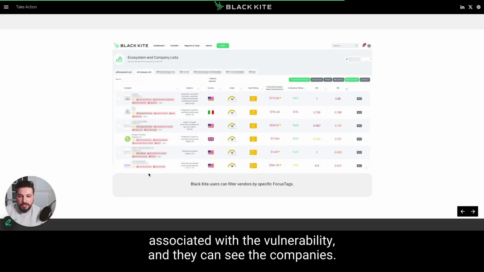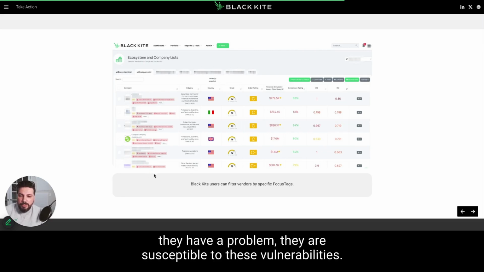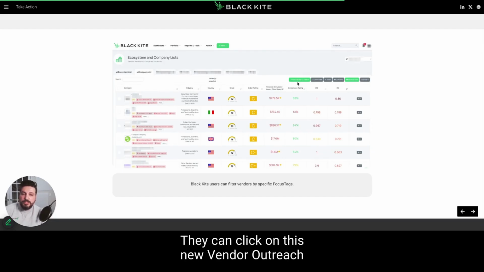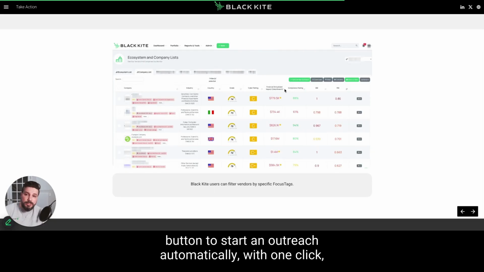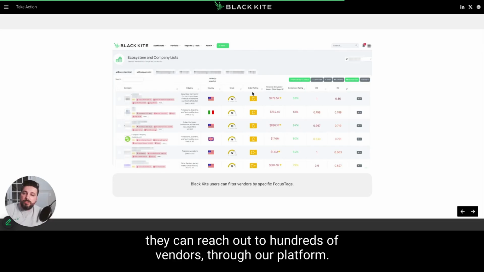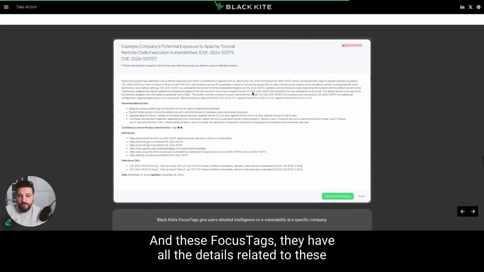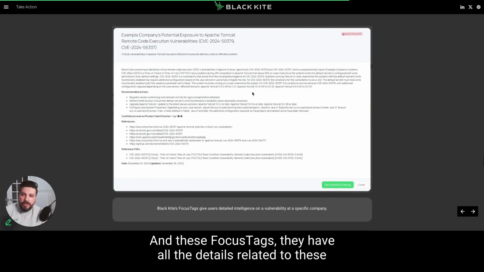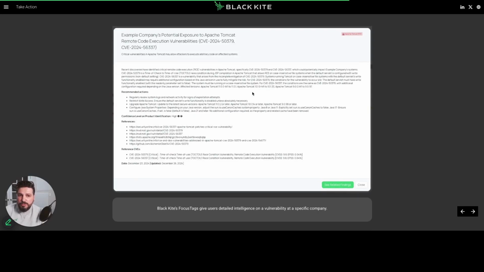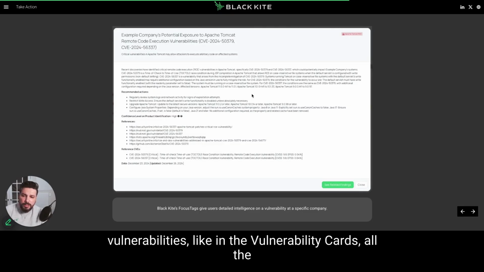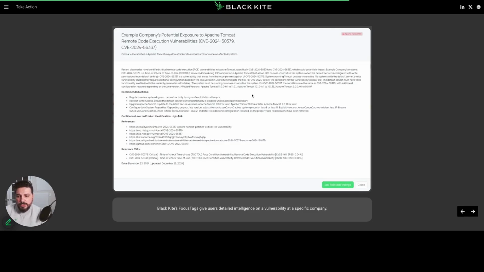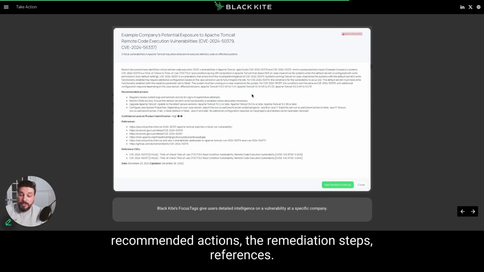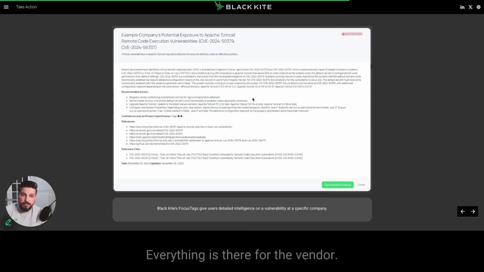They can see the companies that have a problem, that are susceptible to these vulnerabilities. They can click on this new vendor outreach button to start an outreach automatically. With one click, they can reach out to hundreds of vendors through our platform. And these focus tags have all the details related to these vulnerabilities, like in vulnerability cards: all the recommended remediation actions, the remediation steps, references, everything is there for the vendor.